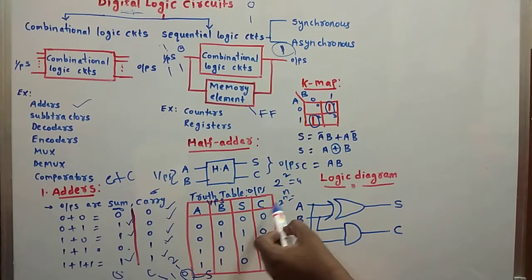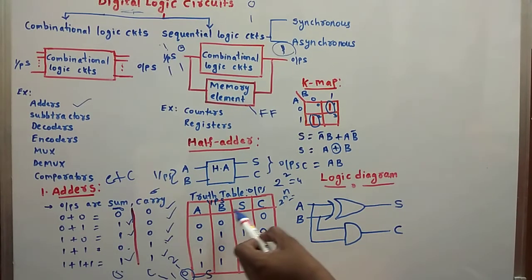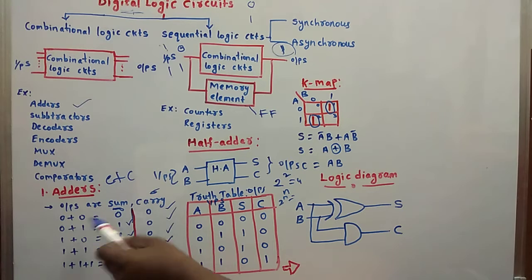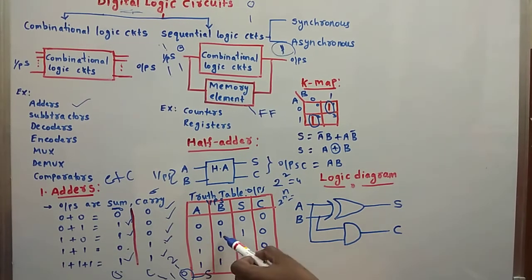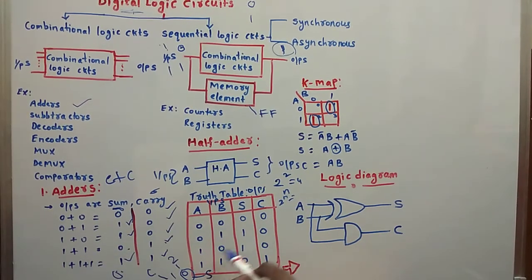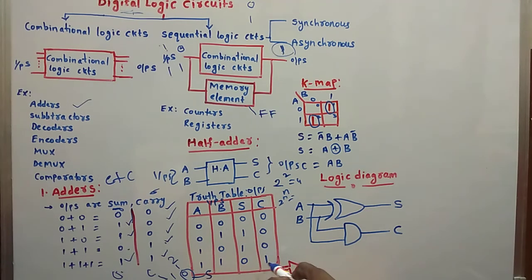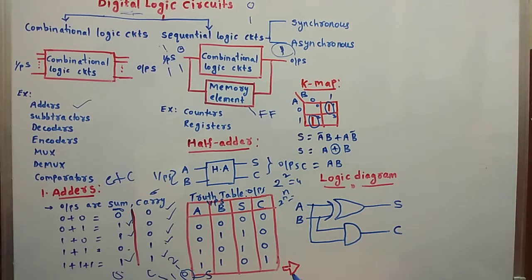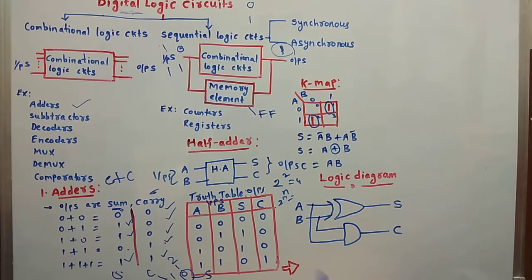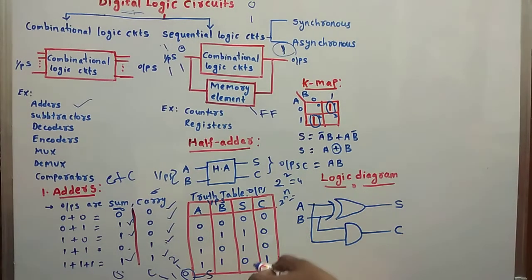Then what about sum and carry? 0 plus 0, sum 0, carry 0. We know the basic operation. 0 and 1, sum 1, carry 0. 1 0, sum 1, carry 0. 1 1, sum 0, carry 1. From this table we are going to write the Boolean expressions or output expressions. Outputs are sum and carry.